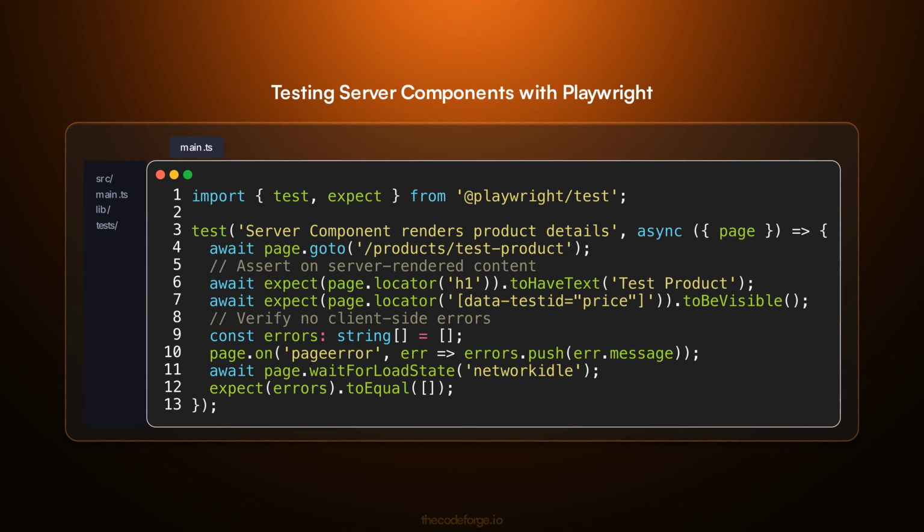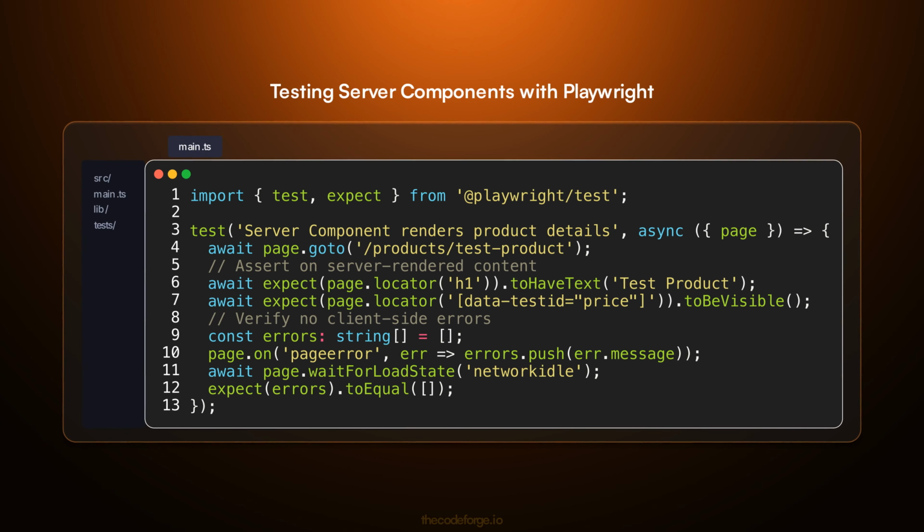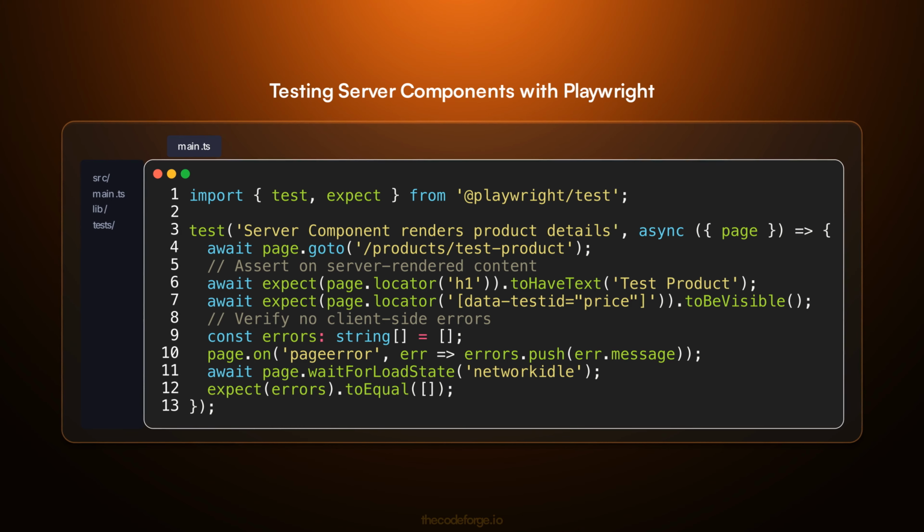Server components cannot be unit tested in Vitest because they require a server runtime. Instead, use Playwright to test their rendered output by asserting on the HTML content. This snippet shows how to verify a server component renders correctly in an E2E test.